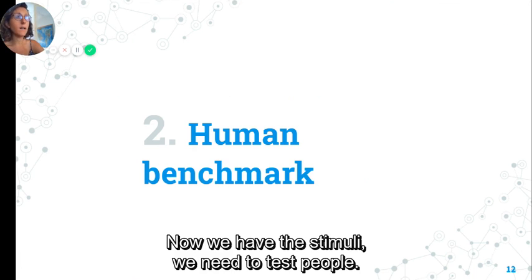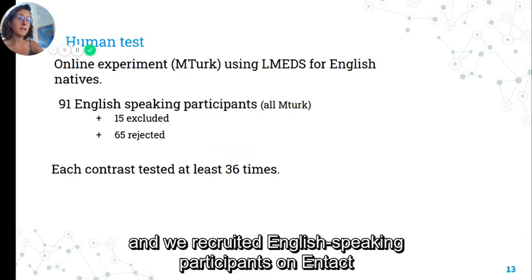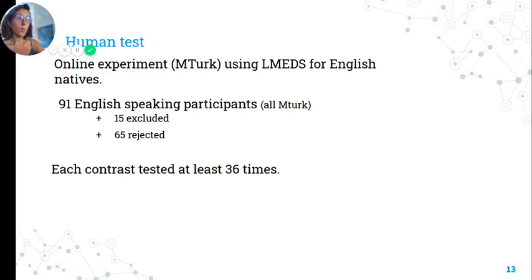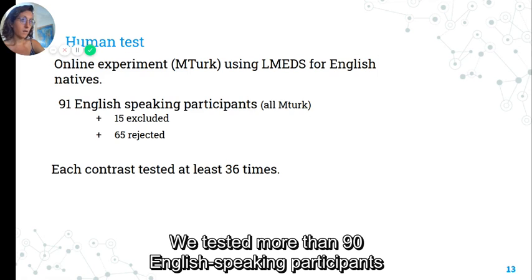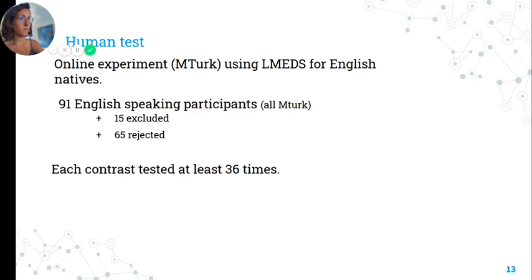Now we have the stimuli, we need to test people. So what we did is that we developed an online experiment and we recruited English-speaking participants on MTurk so they could perform these online experiments. We tested more than 90 English-speaking participants, and it enabled us to test each contrast more than 36 times.